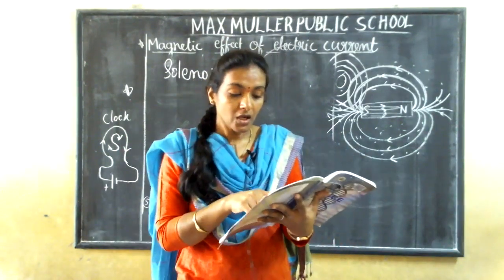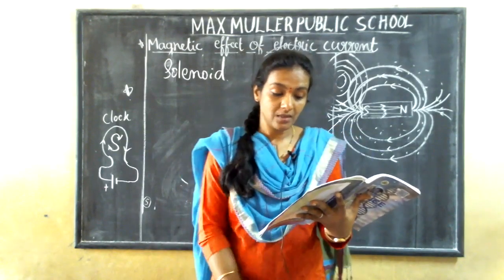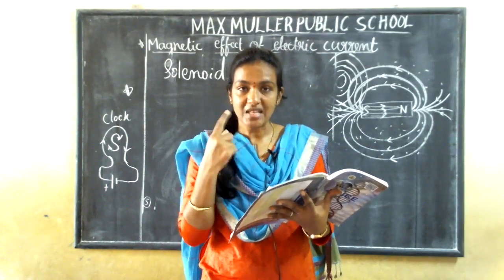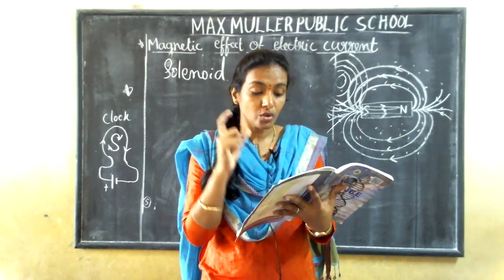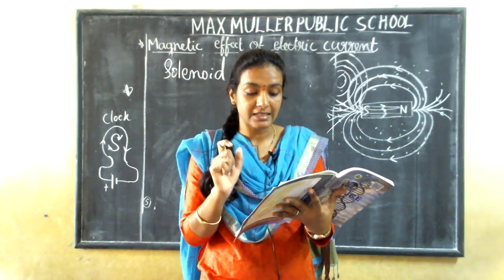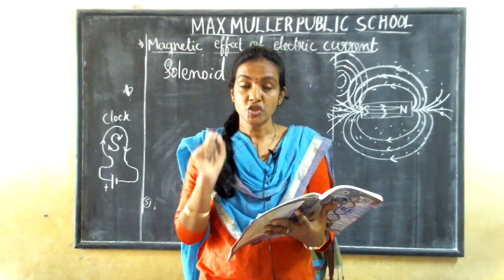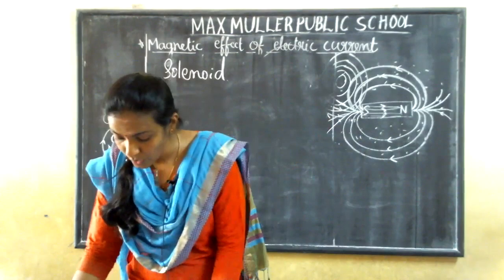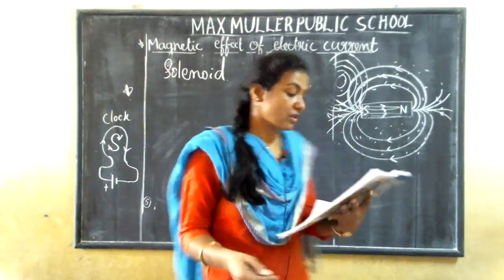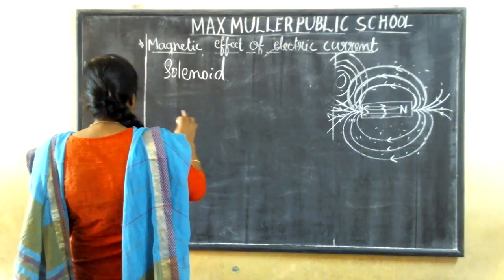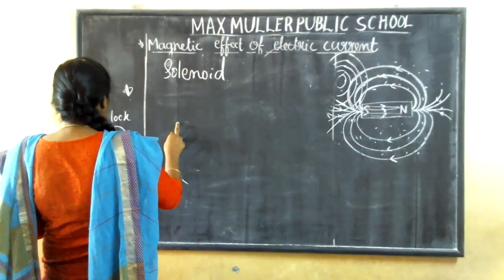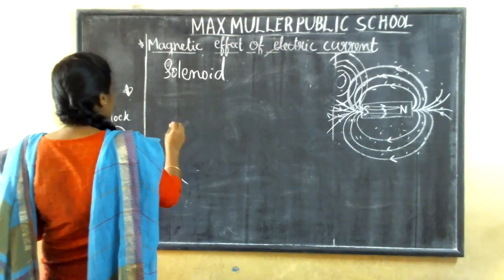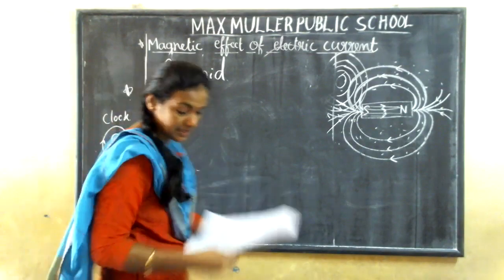A coil of many circular turns of insulated copper wire wrapped closely in the shape of a cylinder is called a solenoid. So many times this question is asked in your exam. What is a solenoid? Define solenoid. For example, what I'm doing here, I'm just taking some wire here. Take a wire and coil it, guys.